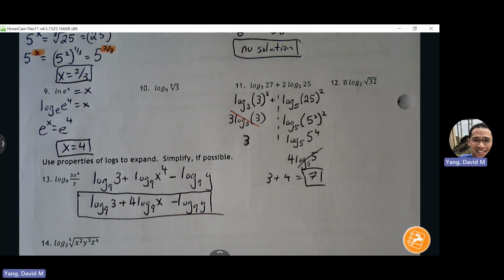Okay, 14, you see that we have the ability to pull this root out as 1/5, pull that 1/5 down in front, and then just think of it as bringing that 1/5 through my product property. I can separate the log of x squared, log of y cubed, log of y to the 4th, log of z to the 4th, and then as soon as I do that, I can also bring the exponents down individually. The 2 can come down in front, the 3 can come down in front.